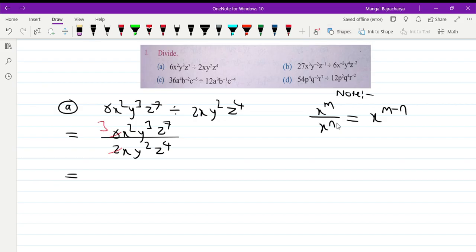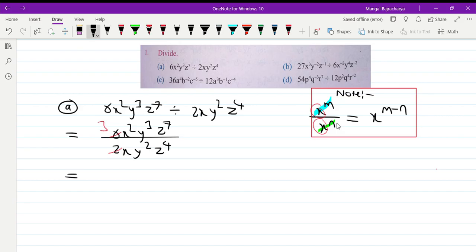Let's see this once again. Okay. So here x power m is getting divided by x power n. So you see here same base, is it? And the powers are different. Now what we can do for this is we get the powers subtracted. So we do what? X power m minus n.